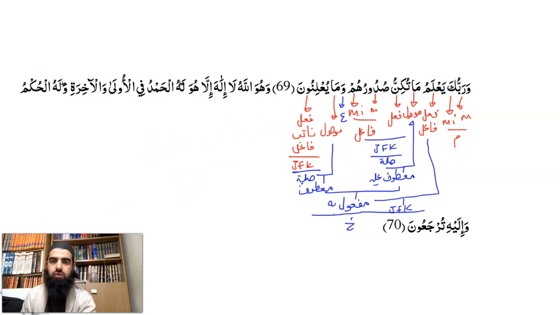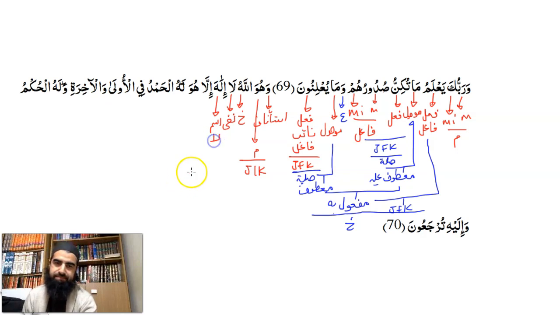Anyway, wahuwa: wow is isti'naf, like warabbuka, the same thing. Huwa is the dhamir, the mubtada. Huwa, he, meaning Allah. Huwa, Allahu, mubtada and khabar. Put together, jumla ismiya khabariya. La is la nafi al-jins. Ilaha is the ism of la.